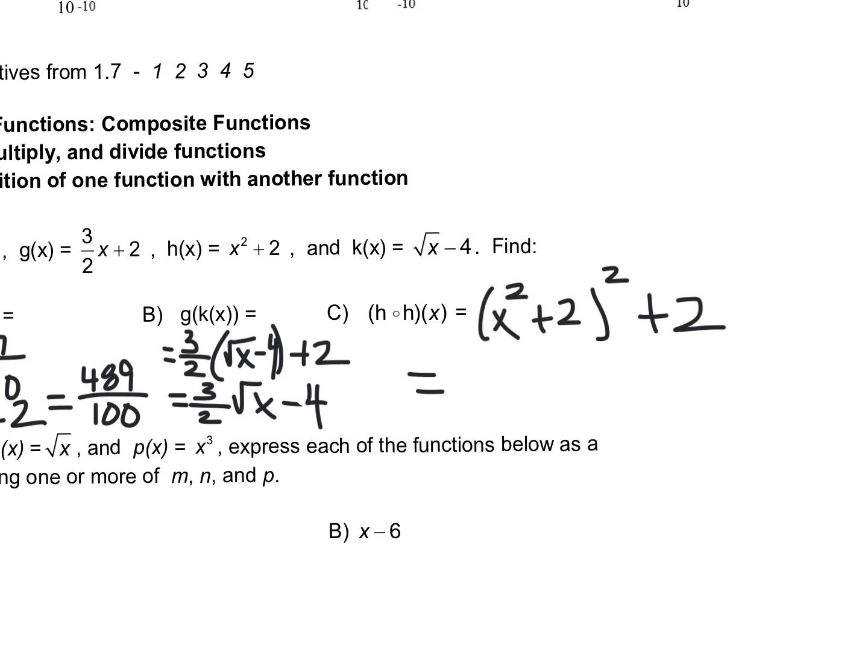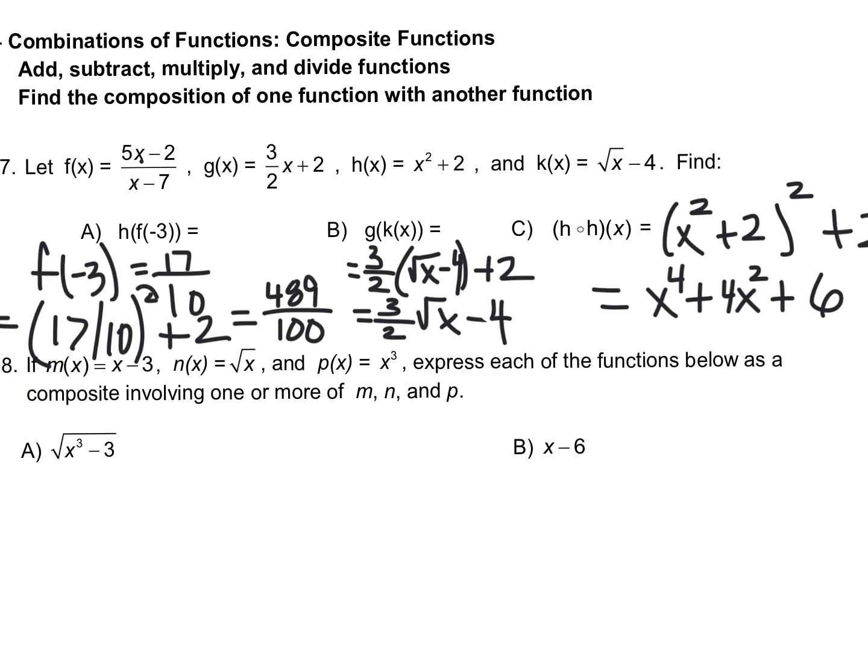Now let's go ahead and FOIL or multiply that out. So x squared times x squared would give us x to the 4th, plus our middle terms would be 2x squared. There'd be 2 of them. So 2x squared plus 2x squared gives us 4x squared, plus 2 squared, which is 4. And then we have that plus 2 from the outside. In the interest of space, I'm going to write it on the line below, or you could have combined it all at once. I'm going to do 4 plus 2, which gives us 6.